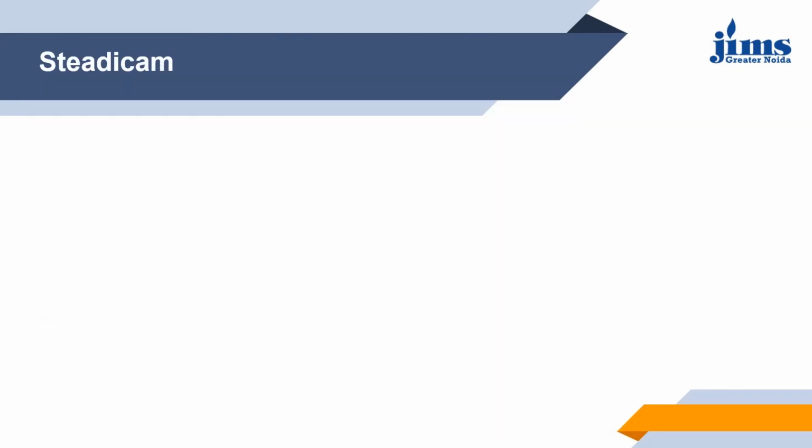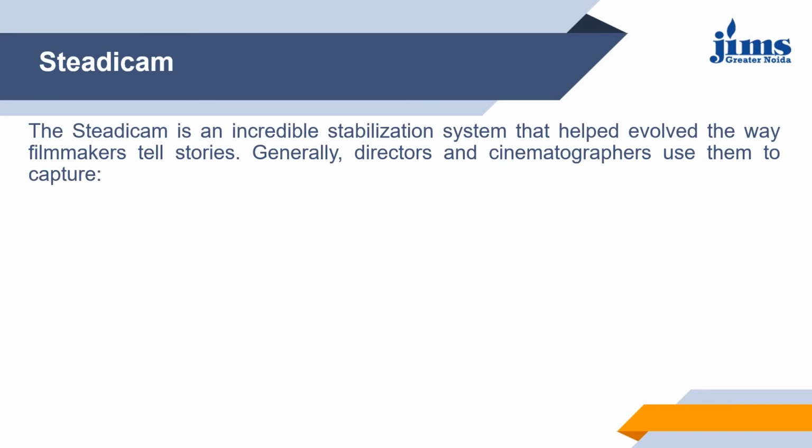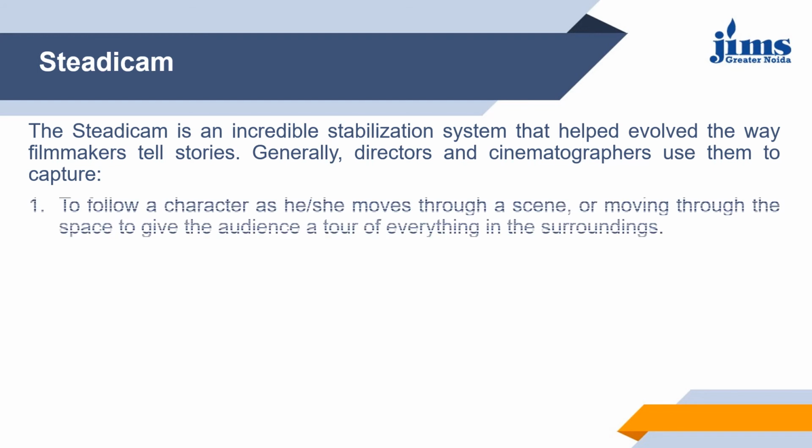Next is Steadicam. The Steadicam is an incredible stabilization system that helped evolve the way filmmakers tell stories. Generally, directors and cinematographers use them to follow a character as he or she moves through a scene, or moving through space to give the audience a tour of everything in the surroundings. Basically, Steadicam is used to follow the character as he moves through the scene.